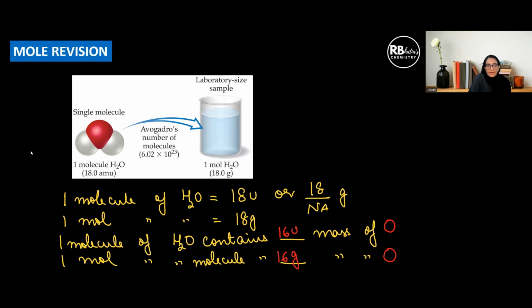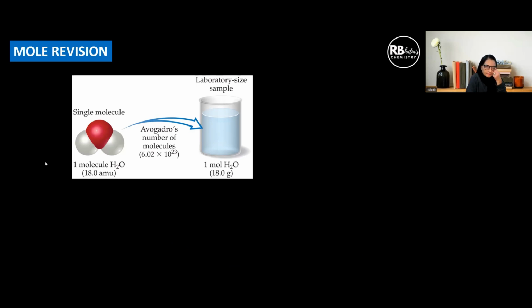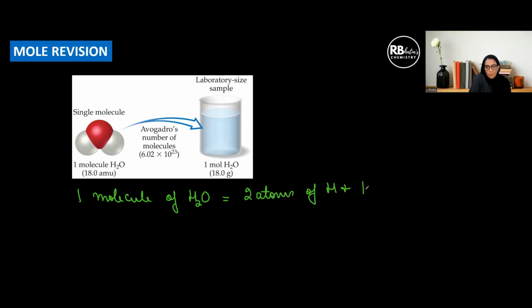Similarly, if I had asked you, 1 molecule of water contains how many atoms of different kinds, you would say 2 atoms of hydrogen and 1 atom of oxygen. Very simple and understandable. But if I ask you, 1 mole of water molecules contains how many atoms?